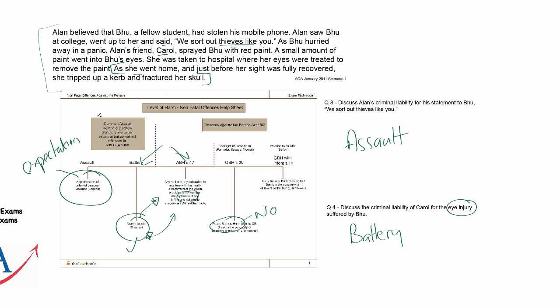So what we're going to do in the next video is we're going to do question 3. We're going to look at how we write the answer to question 3, which is how we decide whether or not Alan's liability to Boo completes the full offence of assault. I hope that's given you some idea about how to use the level of harm chart, and I will do that on a number of specific examples to give you continued practice later on.